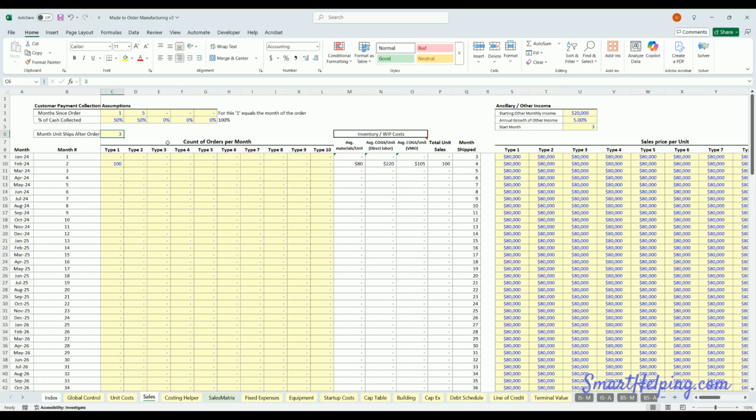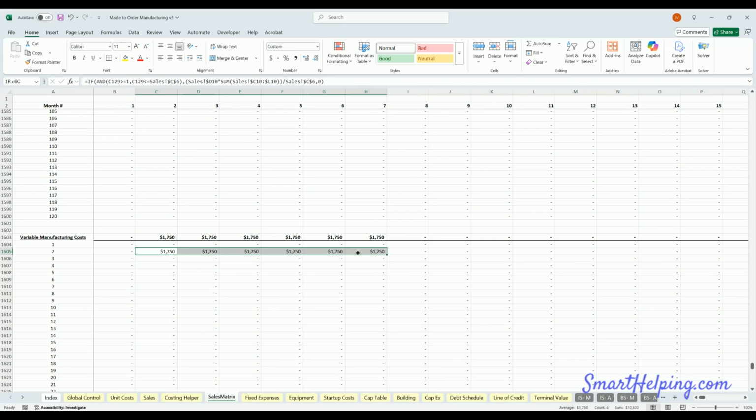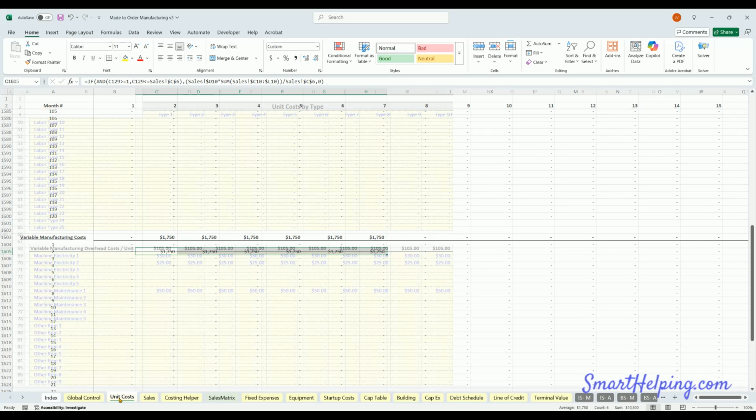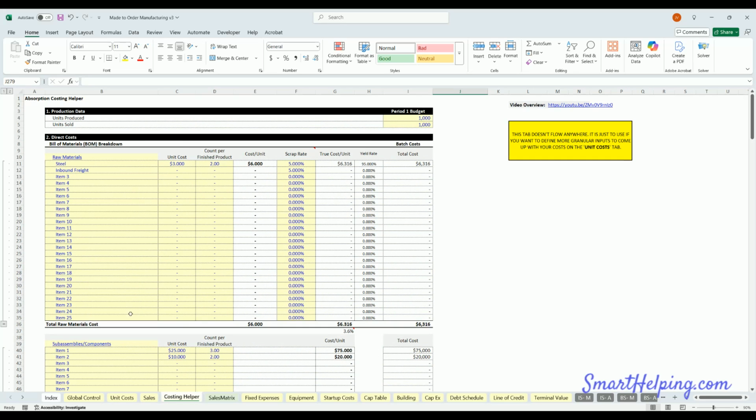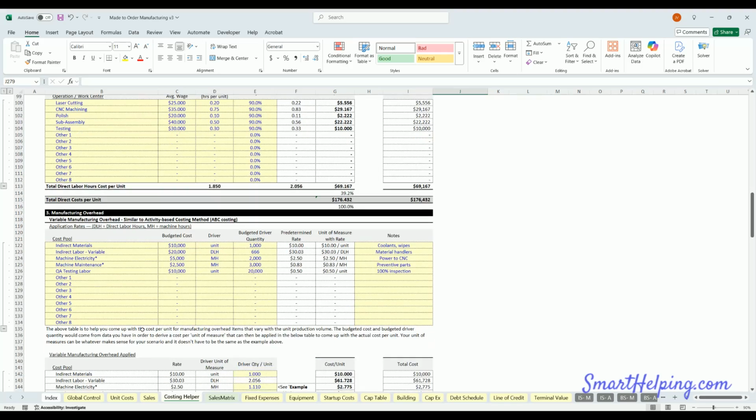Now, let's say it takes 6 months to produce. Now we go over here. Now it takes 6 months. Same total cost, but you're dividing it over a longer period, and that's where you're thinking about how you come up with these costs per unit. I've put a helper here too to figure out your costs per unit for direct labor and manufacturing overhead.